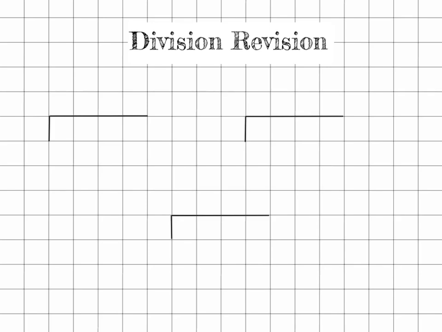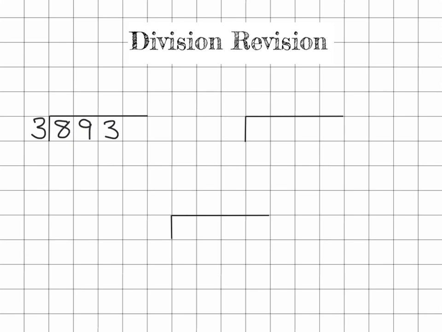So we're going to start with some division revision, okay? So this is how we set out our sums. These little symbols might look familiar to you when I start to type it in. So the first one we're going to do is 893, and we're dividing it by 3.